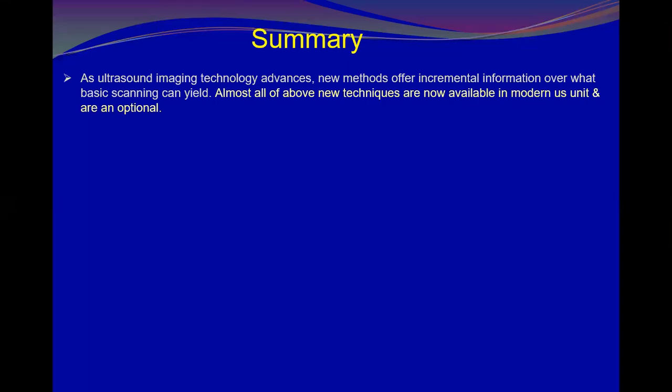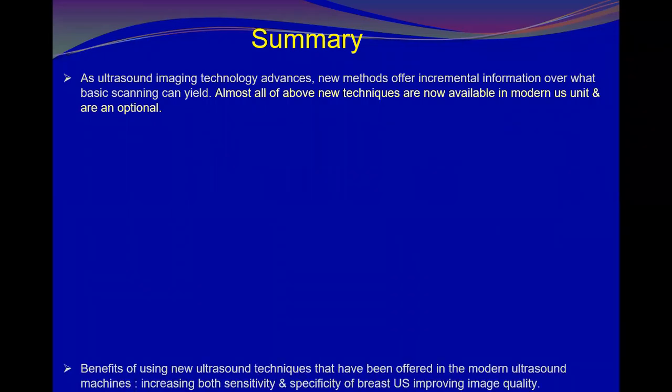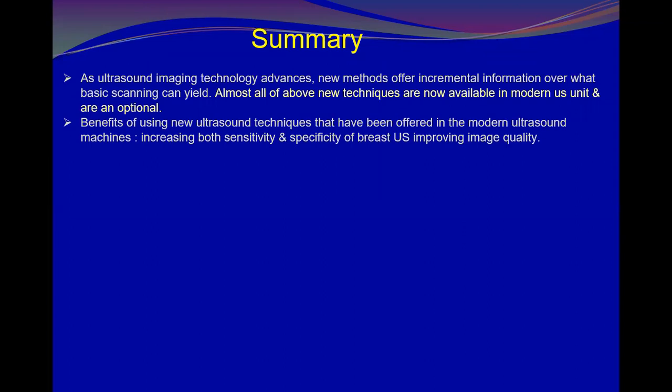Okay. In summary, as ultrasound imaging technology advances, new methods offer incremental information over what basic scanning can yield. And almost all of the above new techniques are now available in modern ultrasound units and are optional, and we have to use them. What is the benefit of using these new ultrasound techniques being offered in this modern ultrasound machine? Definitely increasing sensitivity as well as specificity of breast ultrasound, and then improving the image quality.